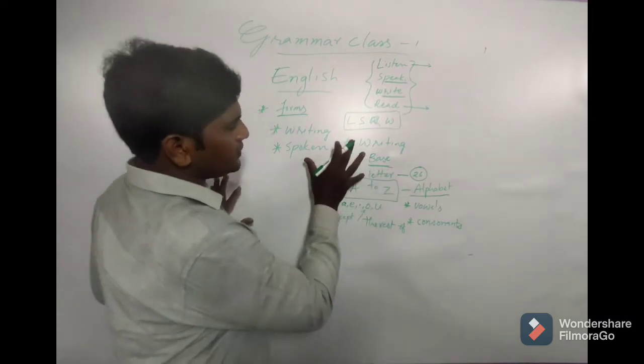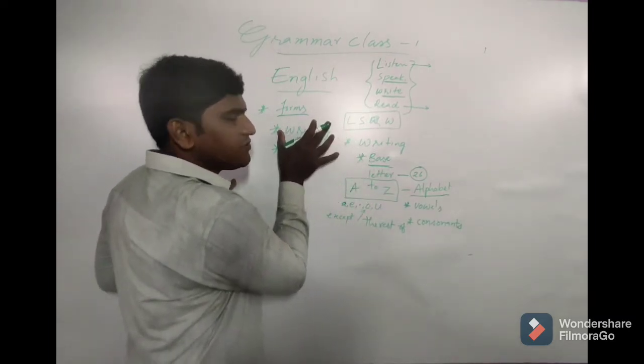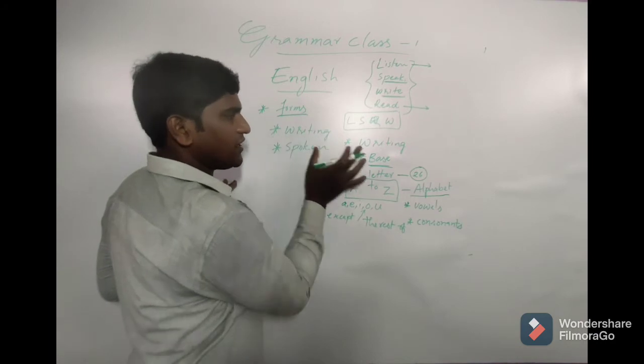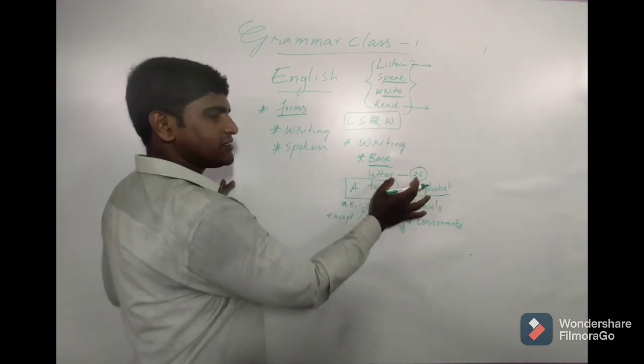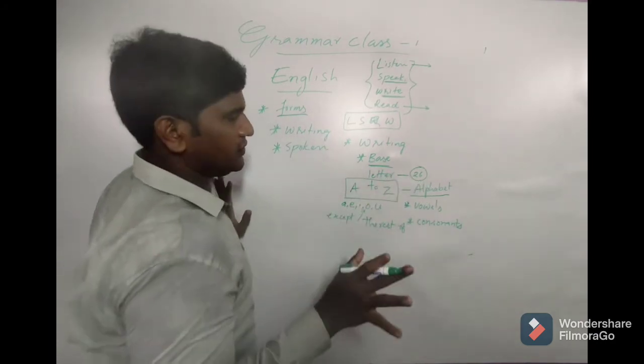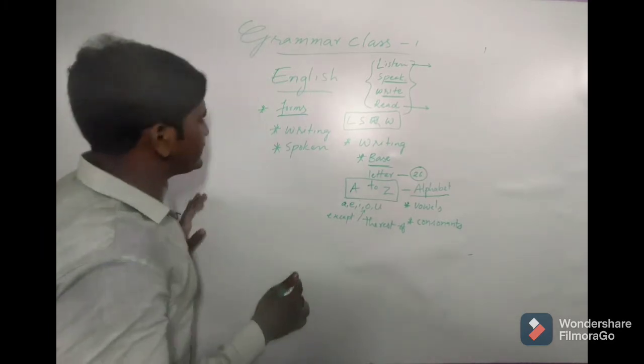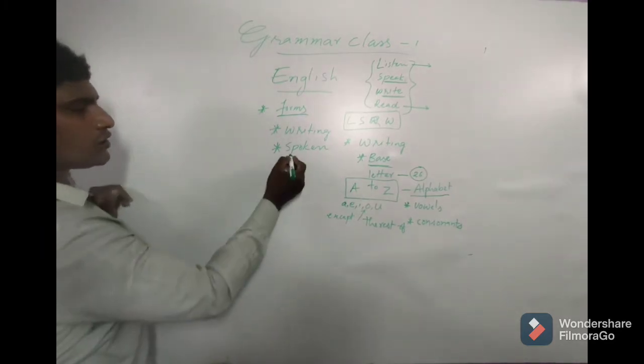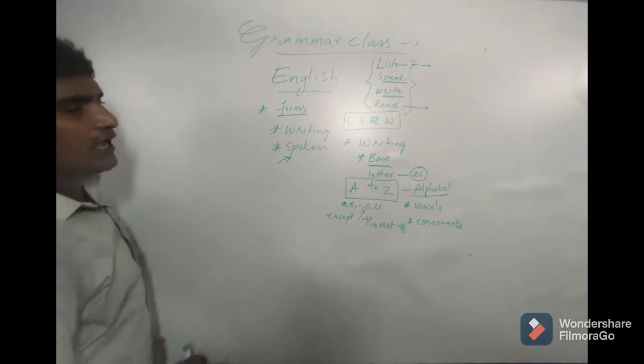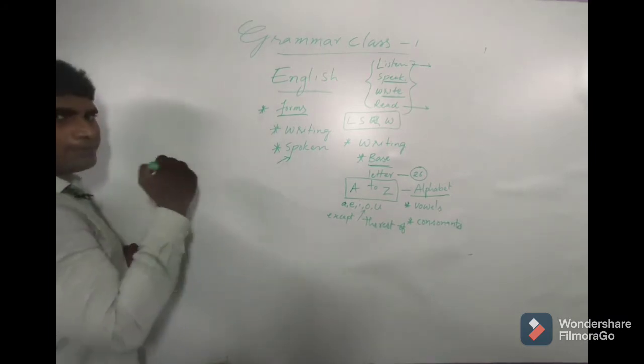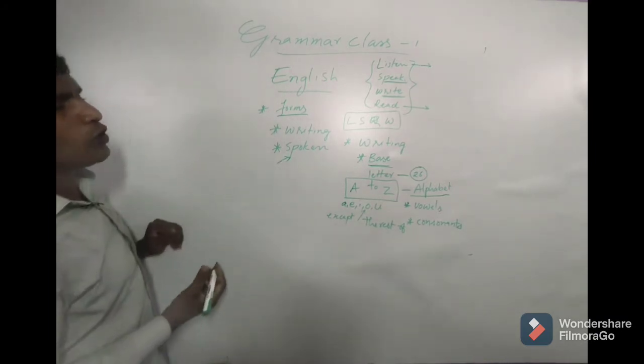So, as we discussed, the base of the writing form is the letter. We have 26 letters. They are vowels and consonants. Very nice. Now, let us discuss the second form. What is the second form here? I have given the second form as the spoken form. For the spoken form, what is the base?